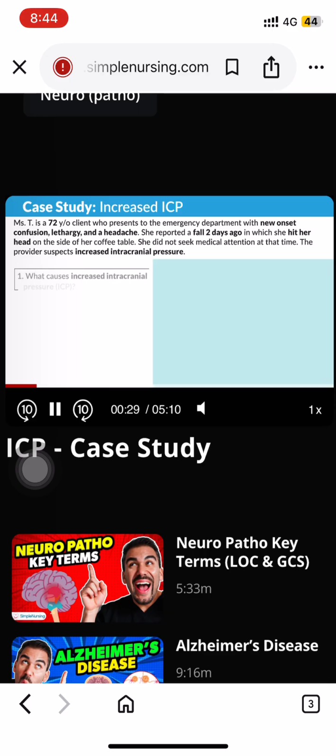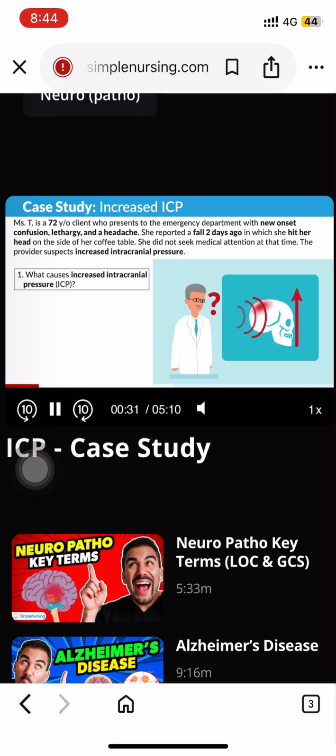So question 1. What causes increased intracranial pressure, that ICP? Go ahead and pause your screen and think of a few options here.